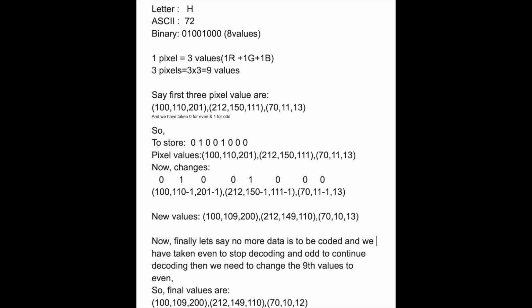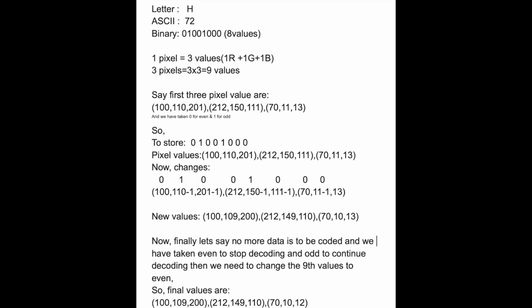So if you want to store 1 in the pixel, we convert the R, G or B, whichever value, into odd. And if you want to store 0, we convert it into even. This is arbitrary, we can do the opposite. Okay, now that that's done, how do we store data into the image?